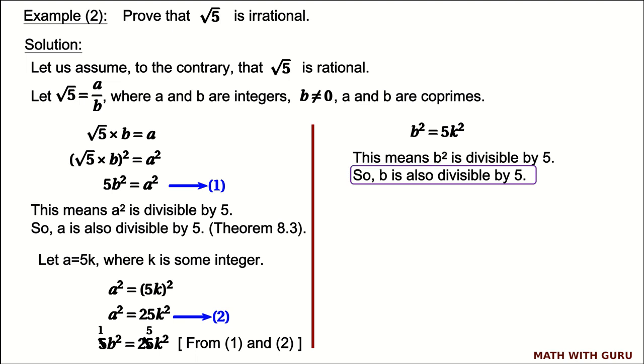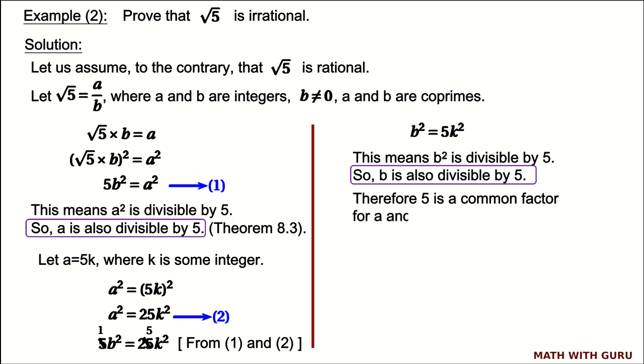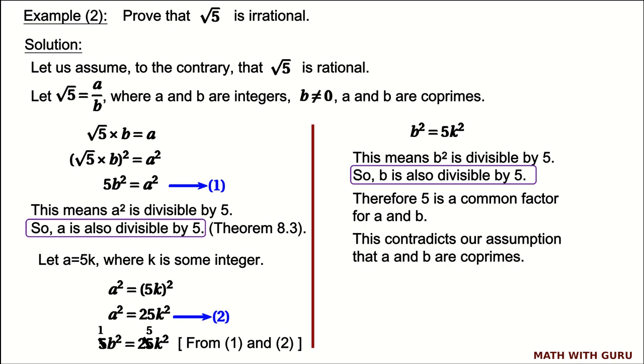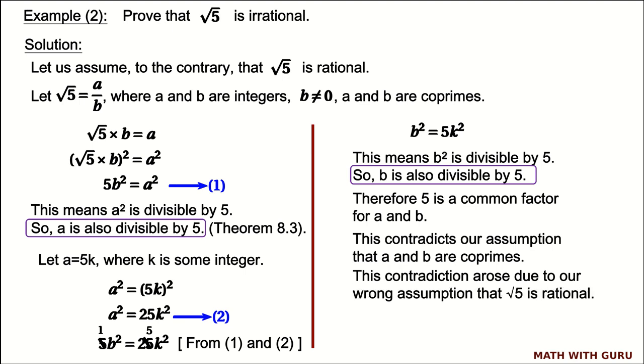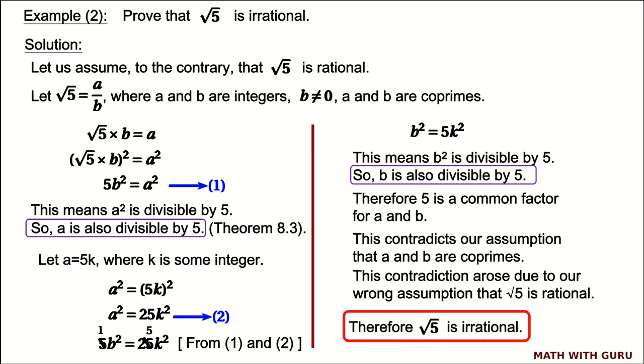Look at these two statements. A is divisible by 5. B is also divisible by 5. Therefore, 5 is a common factor for a and b. This contradicts our assumption that a and b are co-primes. This contradiction arose due to our wrong assumption that root 5 is rational. Therefore, root 5 is irrational.